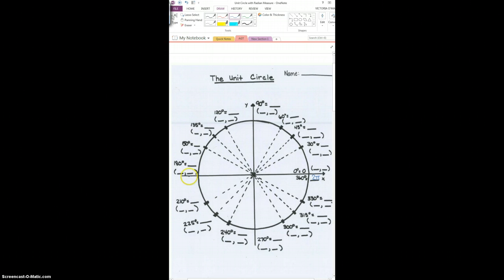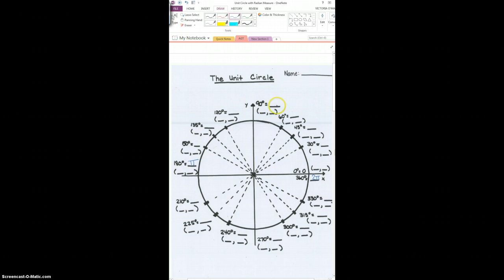Next, you come over here to 180. Well, that's half of the unit circle. So half of 2 pi is pi. So 180 is pi. Next, I'm going to look at the 90-degree reference angles.